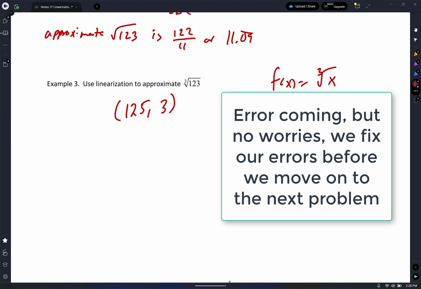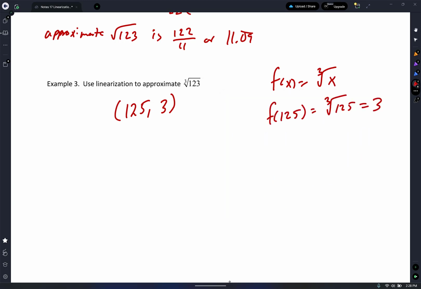Are we okay so far? All right, here we go. I'm going to take a derivative, so I'm going to write f of x equals x to the 1/3. I haven't taken a derivative yet. I need my slope. F prime of x equals 1/3 x to the what power?